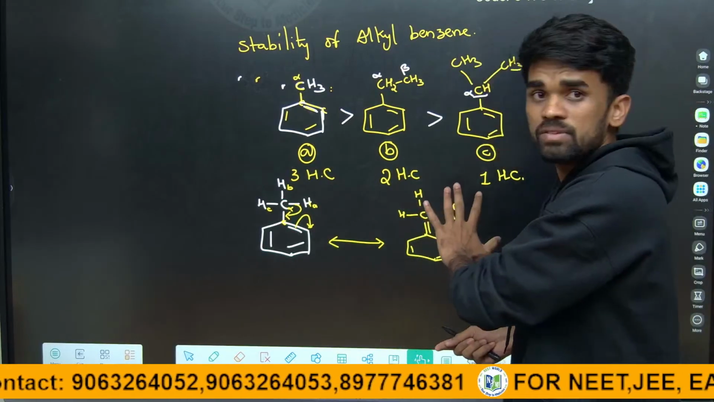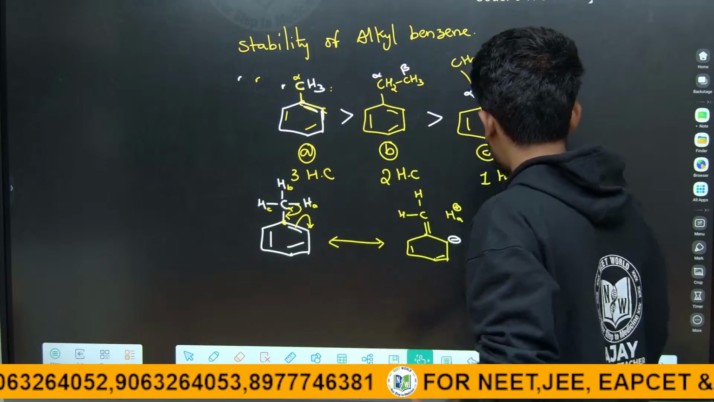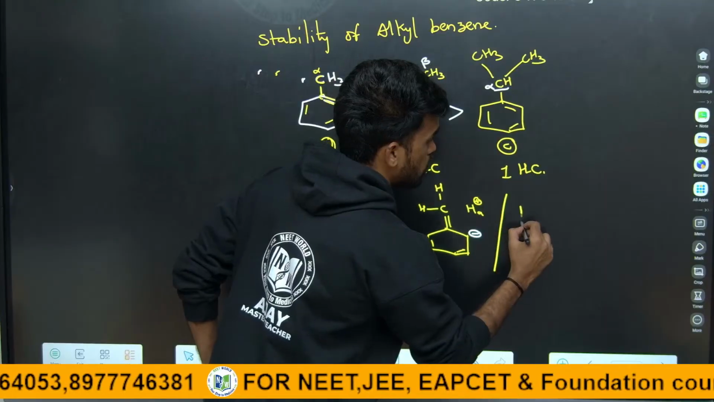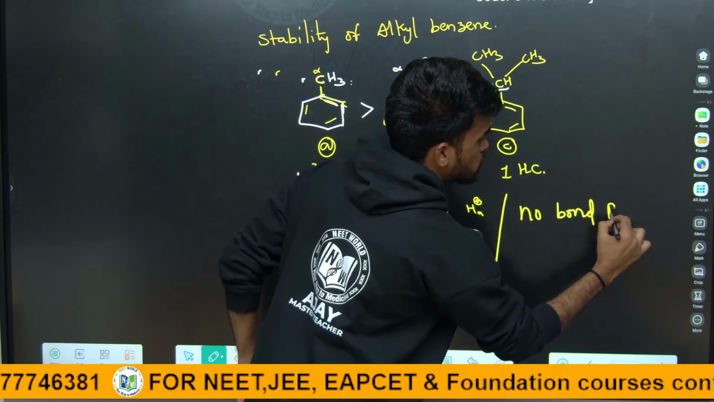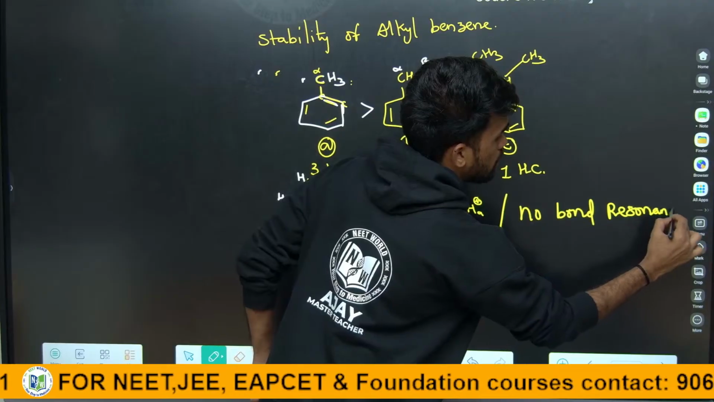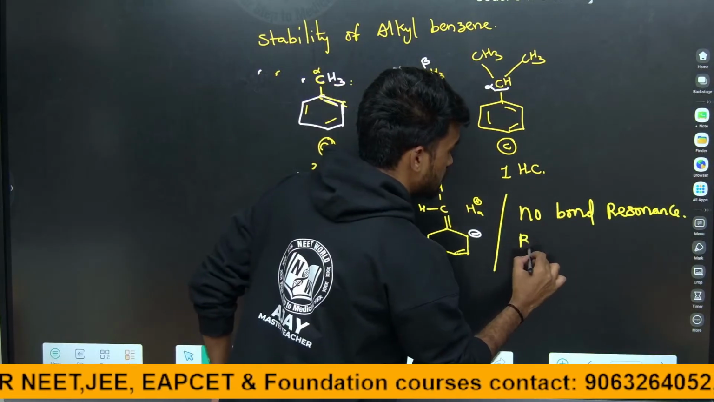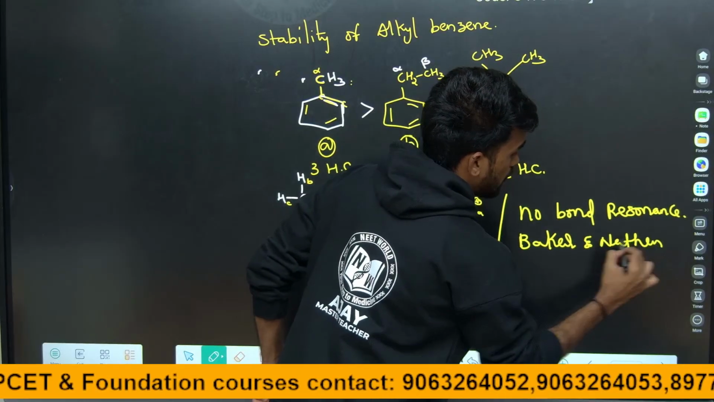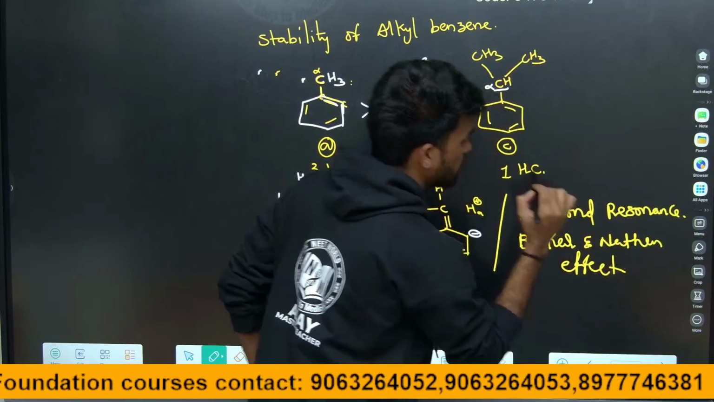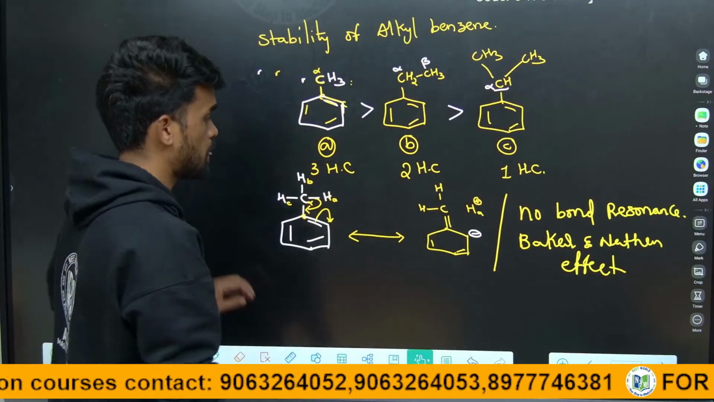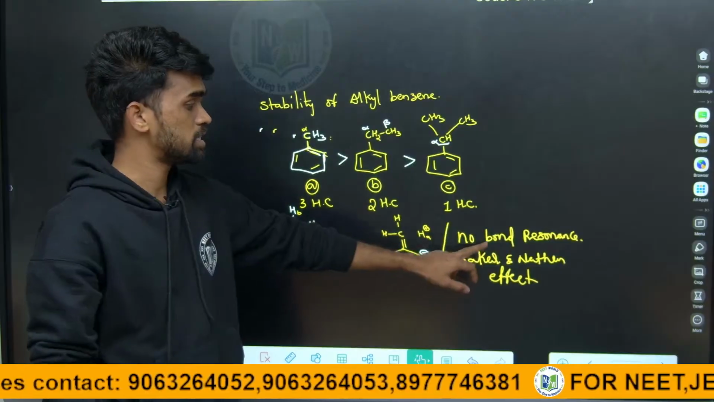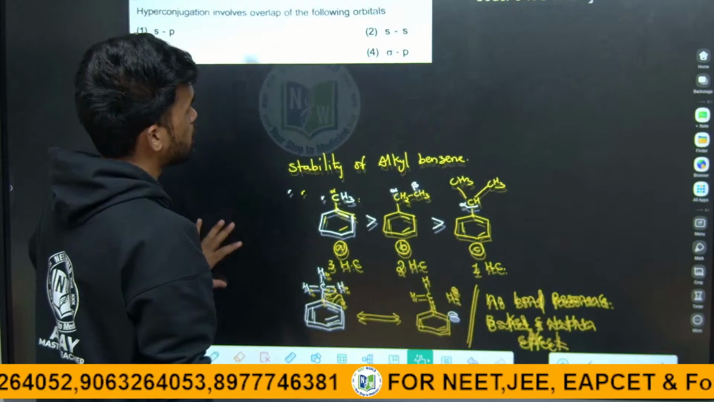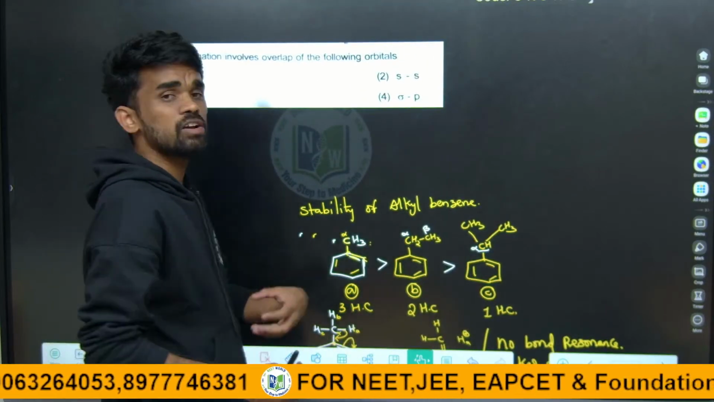Therefore this concept is also called no bond resonance. You can write the name as no bond resonance, and one more name, Baker-Nathan effect, Baker and Nathan effect. So these are the names given for this concept. Hyperconjugation you may say, or you can say no bond resonance, or you can also call it Baker and Nathan effect. So this is about the concept, and you can solve a few more questions.